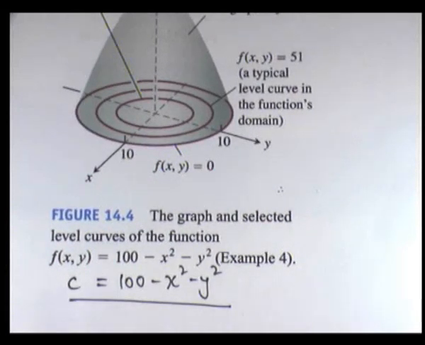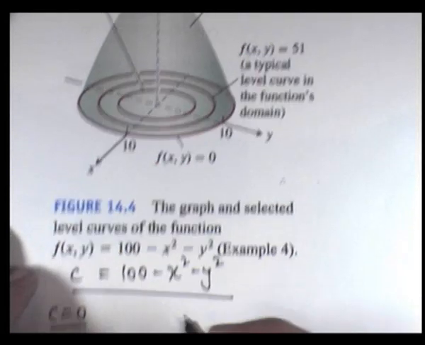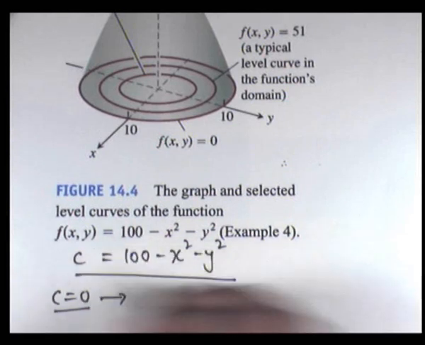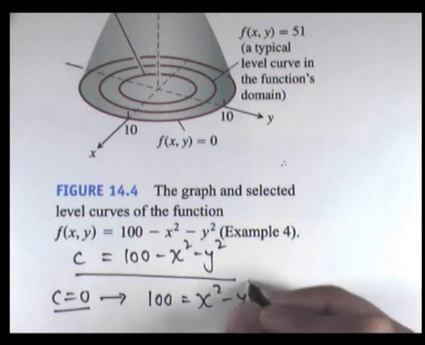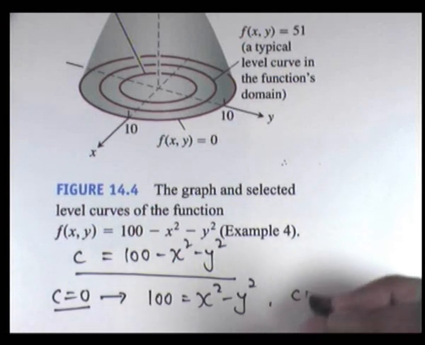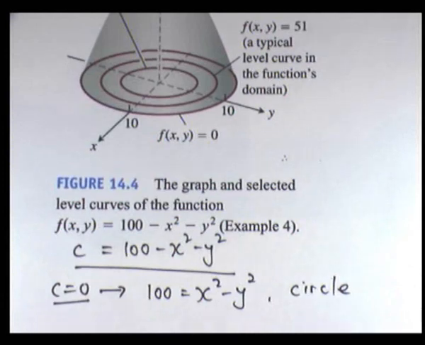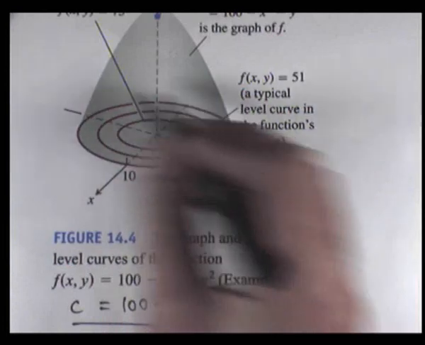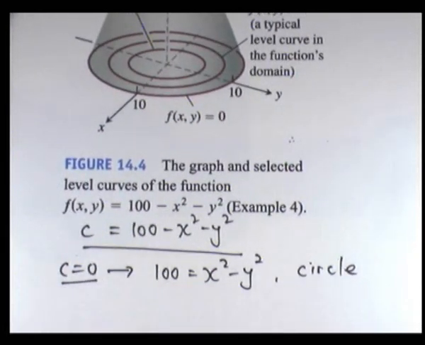Now, let's say I chose c equals 0. If I rearrange this equation, I'm going to get 100 equals x squared plus y squared, which is a circle of radius 10 and centre 0. So in the picture above, it's this outer circle. Now, different values of c will give you different circles.